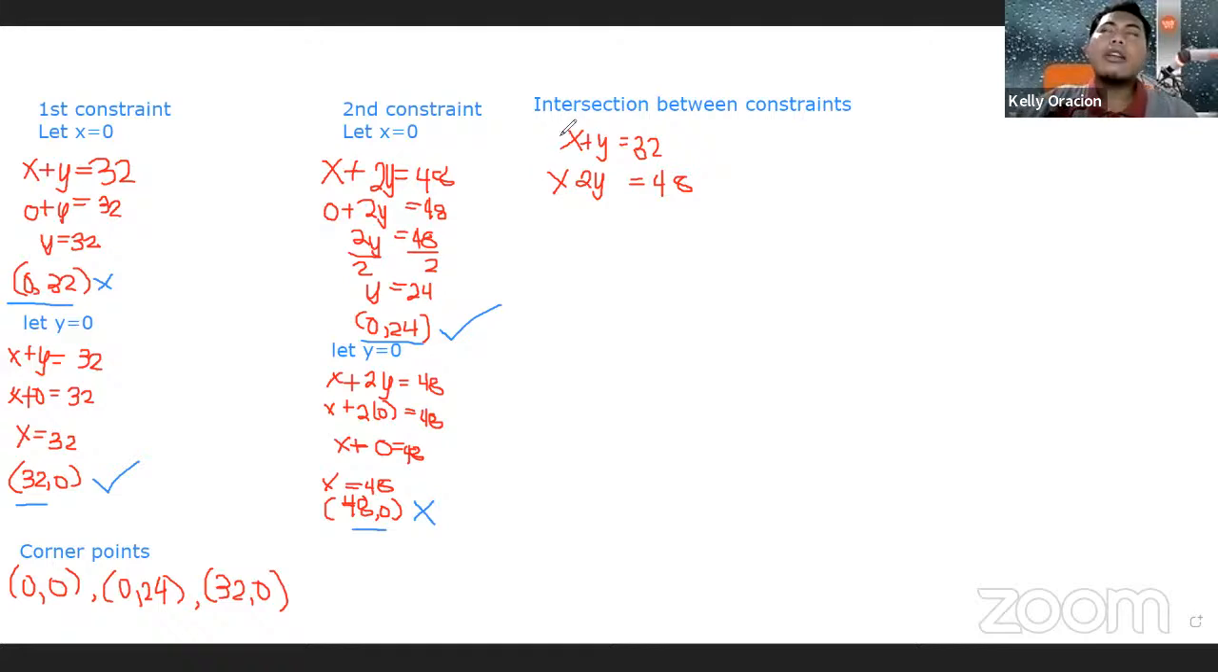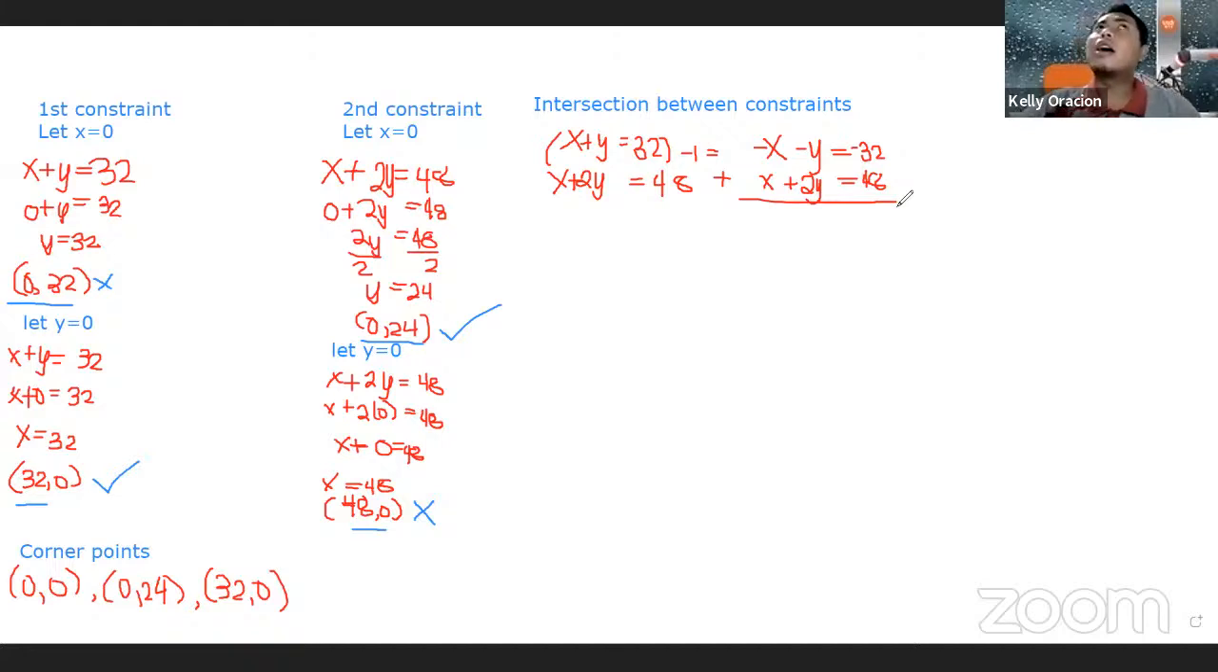So anong gagawin na lang natin? Yes, ang gagawin na lang natin is multiply both sides by -1. Multiply by -1. It becomes -x minus y is equal to -32. Plus x plus 2y is equal to 48. We will use elimination method.